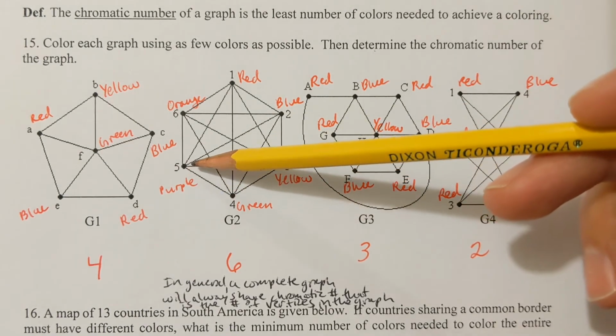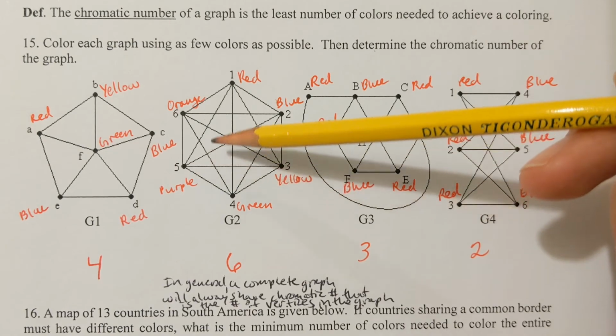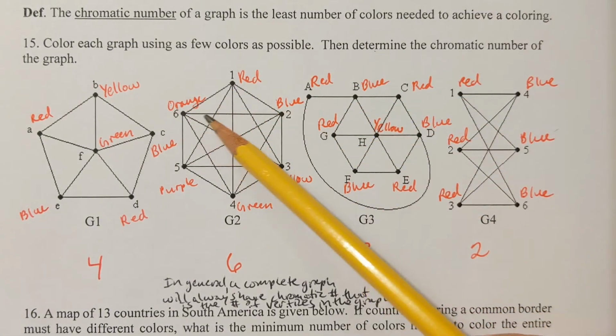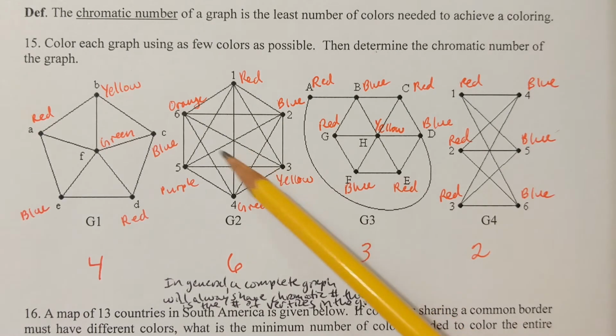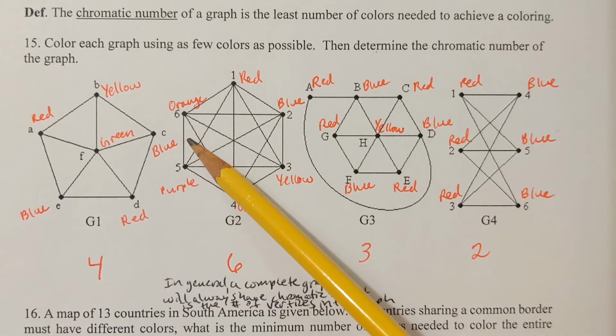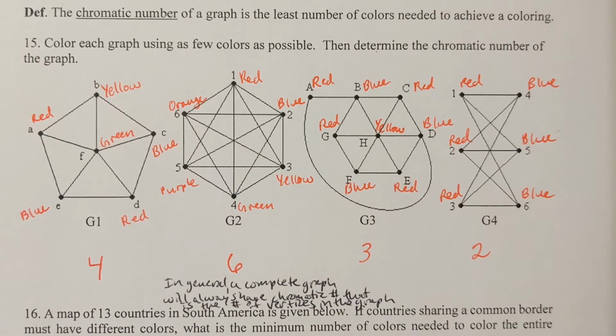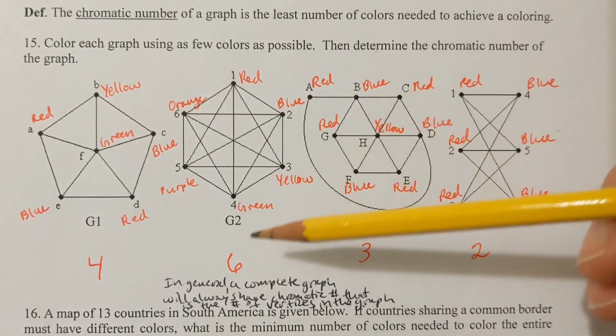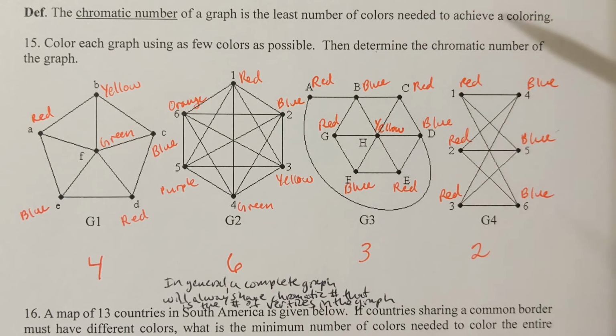Vertex 5 joins vertex 1, vertex 2, vertex 3, and vertex 4. So I'll have to introduce the fifth color, which would be purple. And vertex 6 joins vertex 1, vertex 2, vertex 3, vertex 4, and vertex 5. So I'm going to have to introduce a sixth color, which I'll call orange. Okay, so 6 will be the chromatic number for G2.